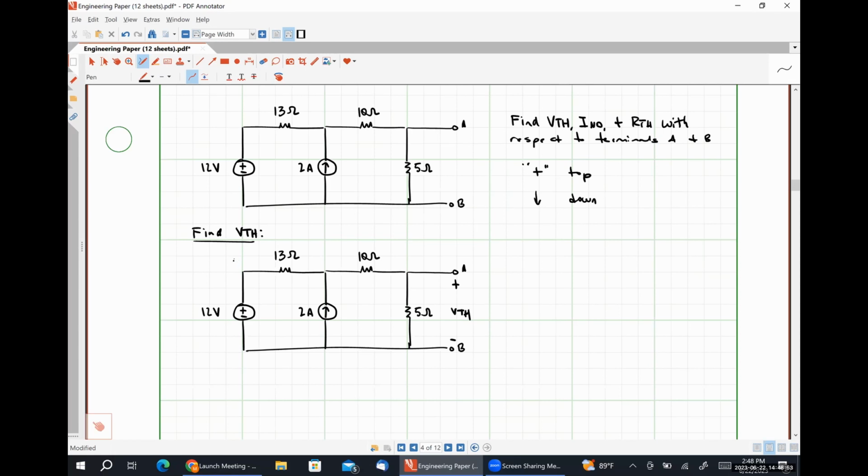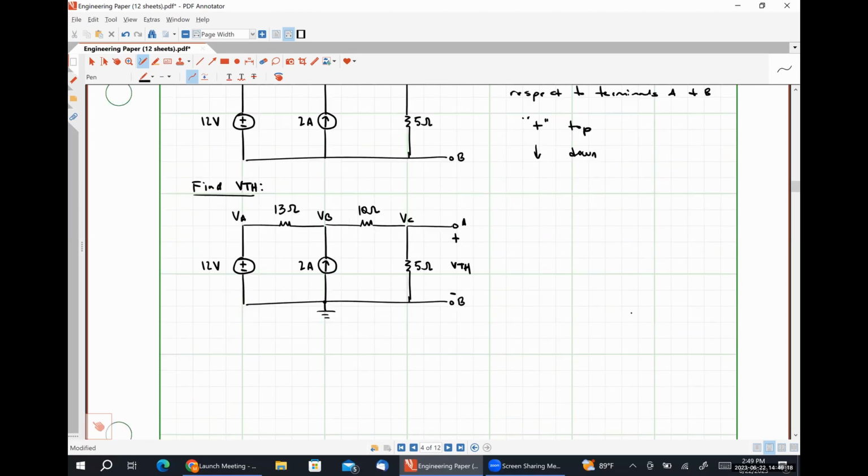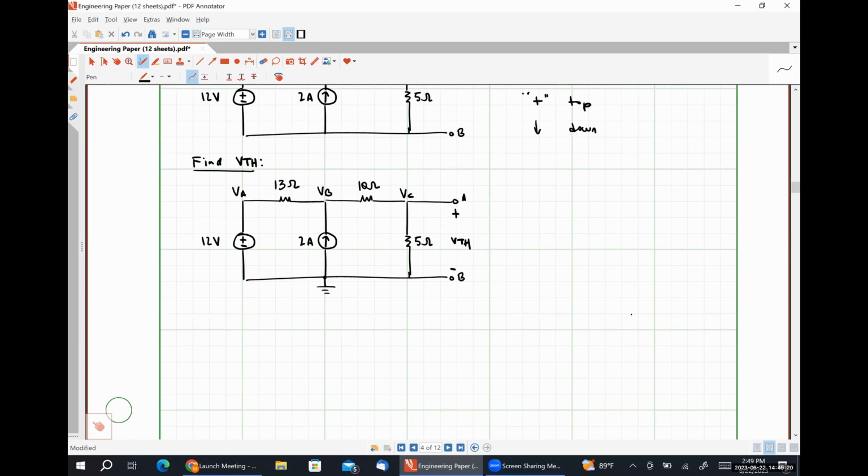Okay. So I'm going to call this node A, this node B, this node C, and this bottom node ground, so that VC represents the exact same thing as my Thevenin voltage, because the positive polarity terminal of V Thevenin is at VC, and the negative polarity terminal of V Thevenin is at ground. So VTH is equal to VC minus 0, or VC. My voltage relationship, I'm going to have VA is equal to 12 volts.